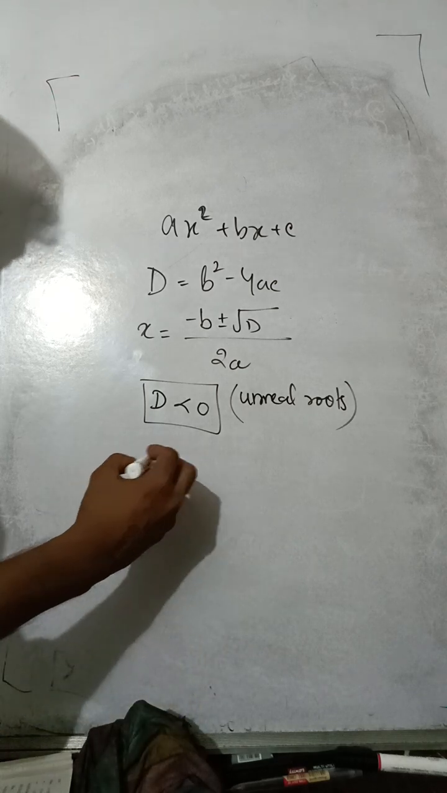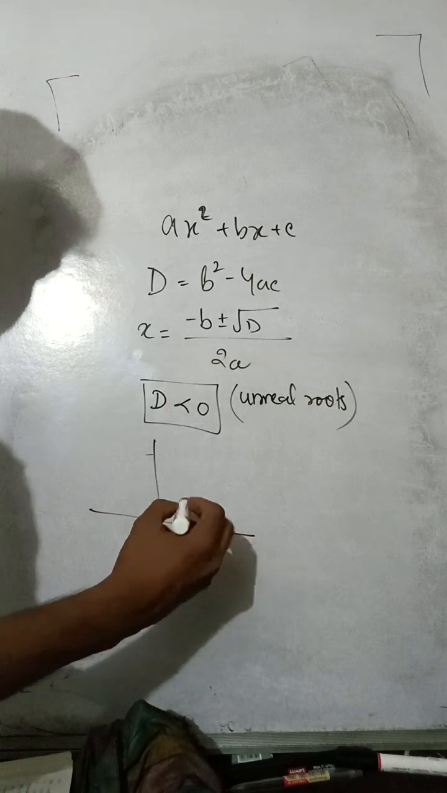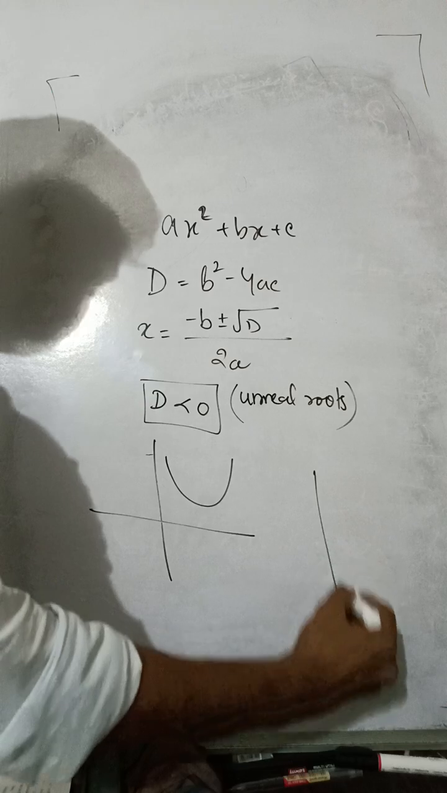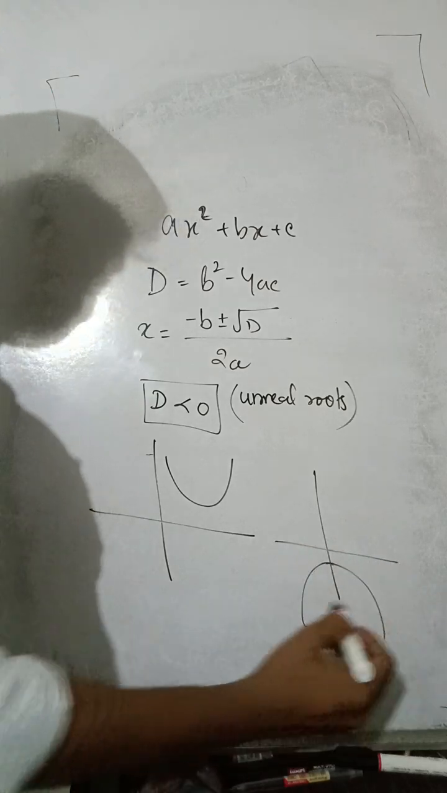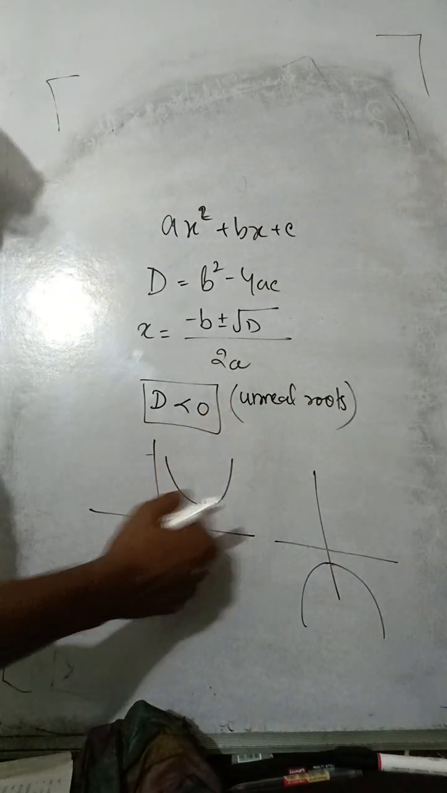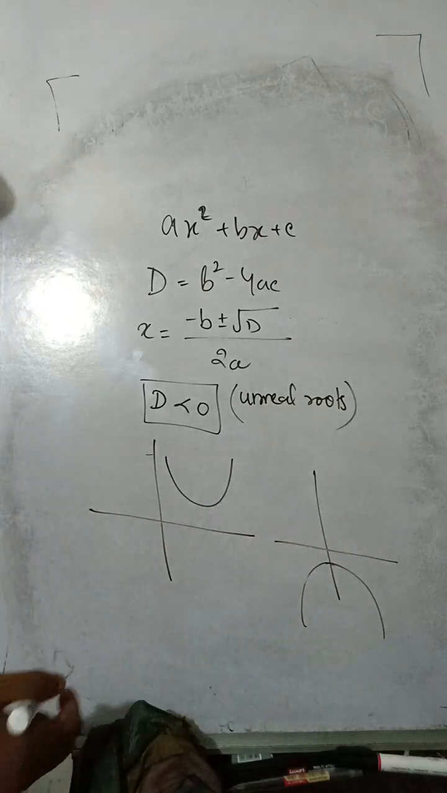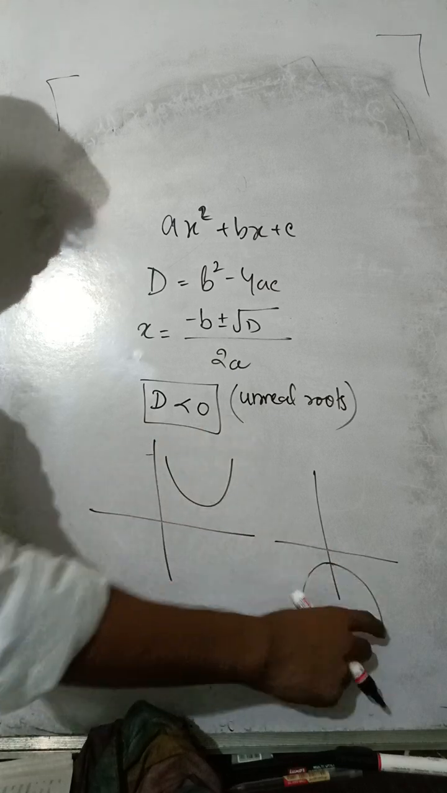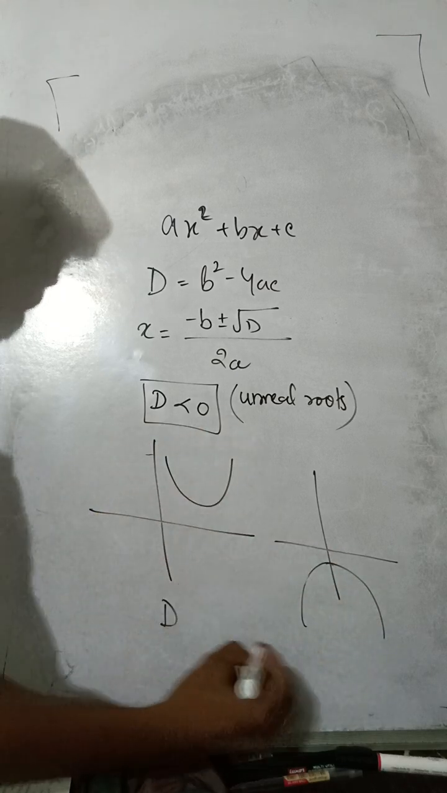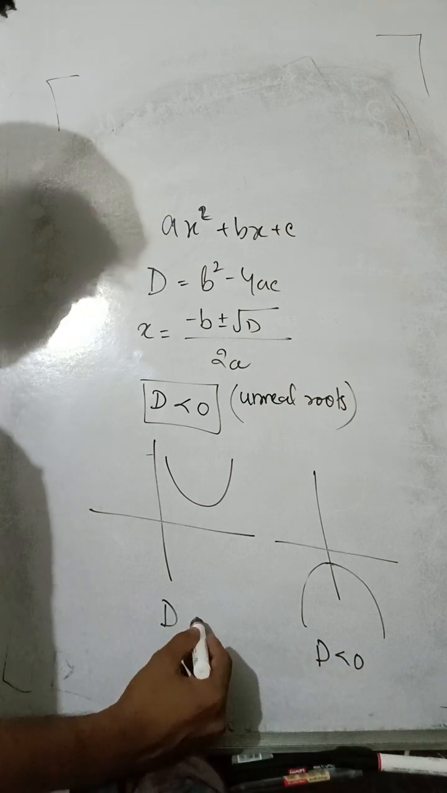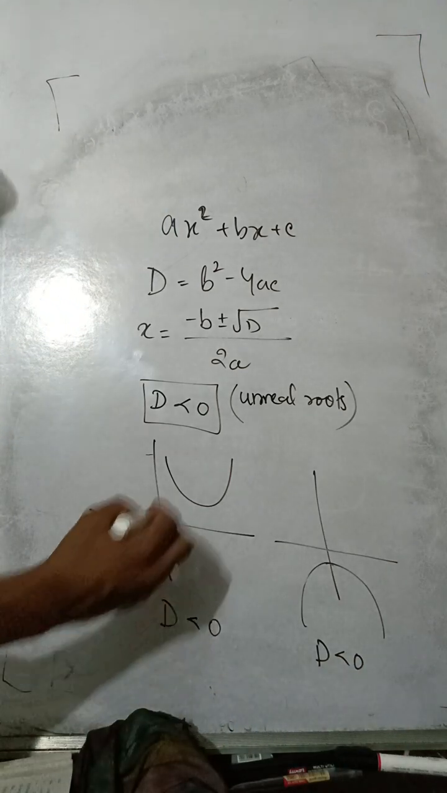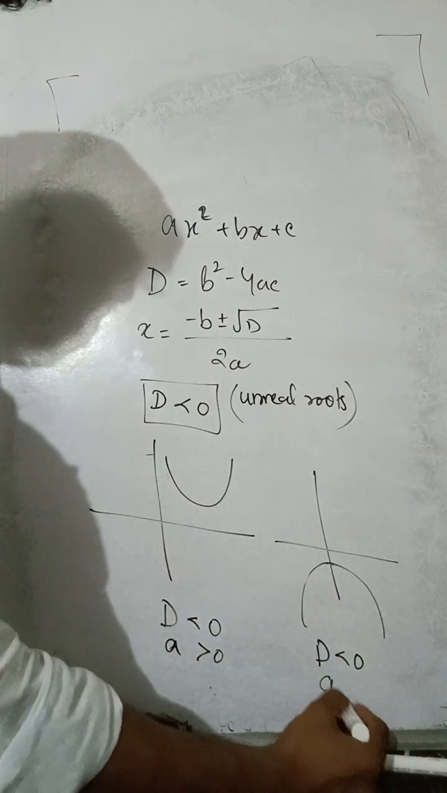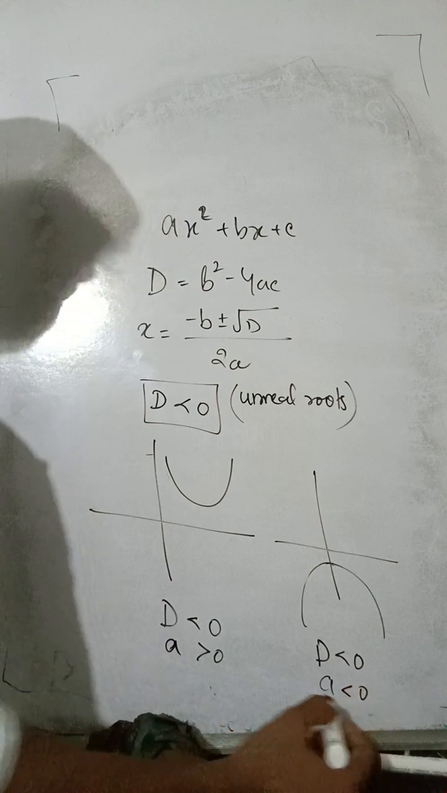For example, D is negative, the curve will be something like this. Or the curve can be something like this as well. Either it will be a smiling curve or it will be a sad curve, right? So it will be a smiling curve or a sad curve. In both these cases, our D's are negative. But in this case, since this is a smiling curve, our a will be positive, and this is a negative curve, so our a will be negative.